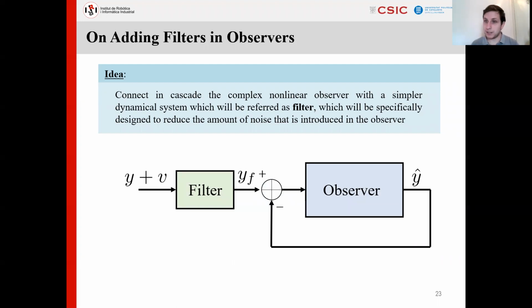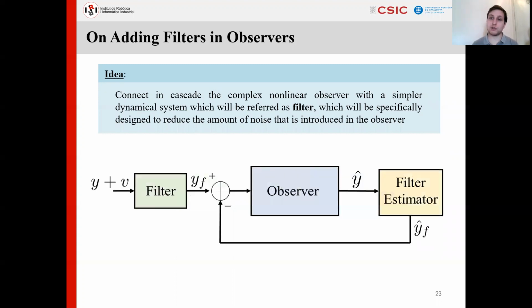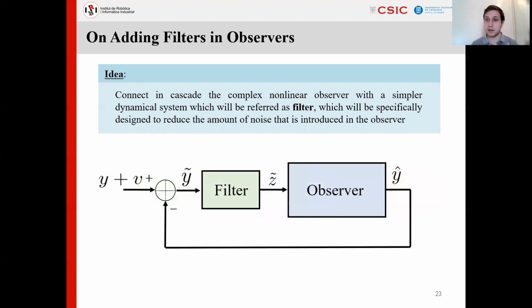In order to eliminate this discrepancy, what you need to do is to add the filter dynamics in the observer. So now you're actually comparing the filter output with an estimation of the filter output. And if you write these equations, you will see that this is the same as filtering the output estimation error.